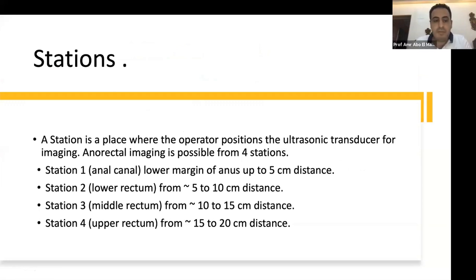Stations: I have 4 stations for diagnosis of anorectal ultrasound. Station 1, the anal part, is about 5 centimeters in distance. Station 2, lower rectum, 5 to 10. Station 3, 10 to 15. Station 4, 15 to 20. So the ideal, or what is requested for you, is 20 centimeters. Is it enough? No. You have to pass the rectosigmoid, if you can.